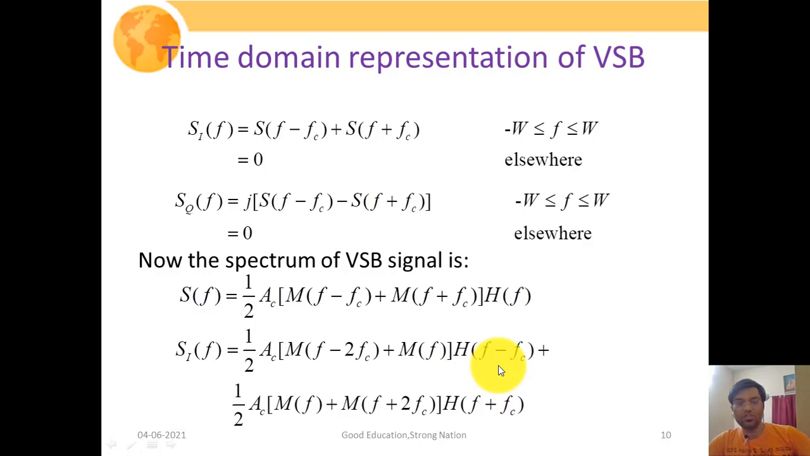Obviously H of f minus fc is for the positive frequency of the phasor, and this is analogous to the negative frequency of the phasor, or exponential term. So we are getting these four terms. Then we pass it through the low pass filter. If we pass that S_I of f through a low pass filter, the high frequency components centered around 2fc and minus 2fc will be lost.